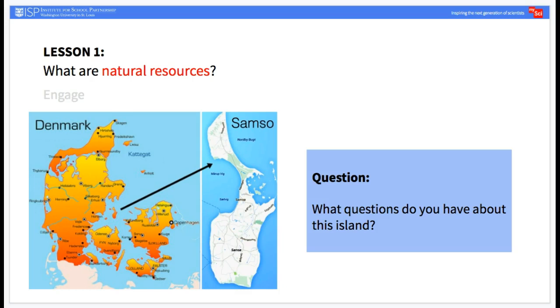For Unit 22, students will explore how humans use Earth's resources through the lens of Samsø, Denmark, an island that does not use any oil, coal, or gasoline as energy resources. They will consider and record what questions they have about the island and how natural resources, energy, and human impacts are related to this phenomena.